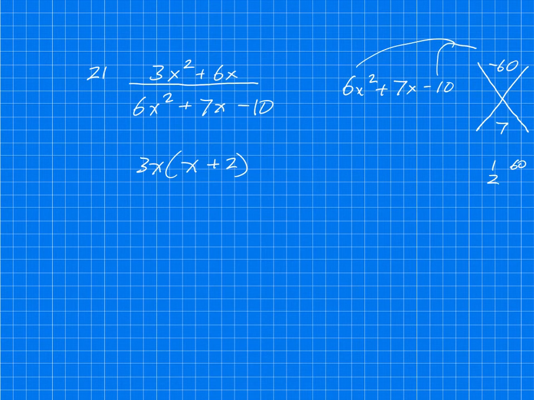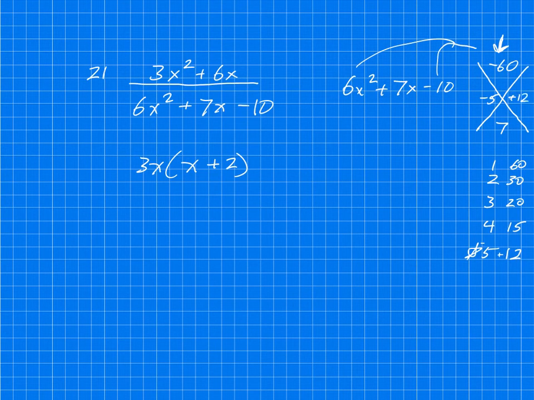Why do I say difference? Because the numbers have to be opposite if we're going to get a negative 60. So let me go 1 and 60. We have 2 and 30. We have 3 and 20. Moving on here to 4 and 15. And also 5 and 12. Well, did anyone see it? Okay, yes. If we make the 12 positive and the 5 negative, we get the positive 7 that we're looking for. So negative 5, positive 12.